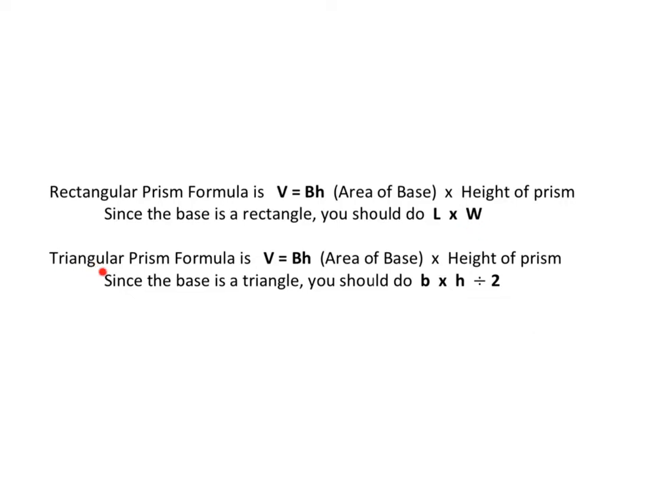Now, a triangular prism, the formula is the same. Volume equals big B times H. Again, big B, very important, area of base, times the height of the entire prism. And since the base is a triangle, again, triangular prism tells us that the base is a triangle, you should do base times height divided by 2, which is the triangle formula.